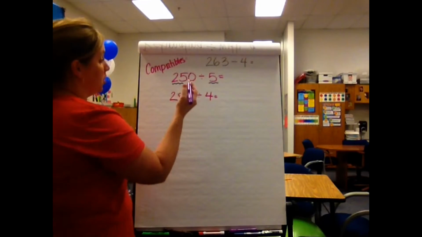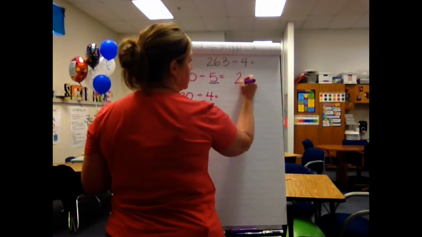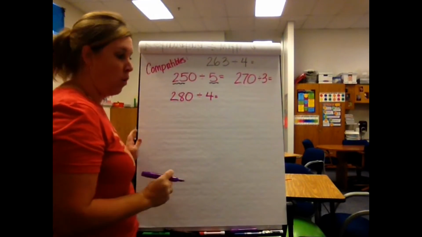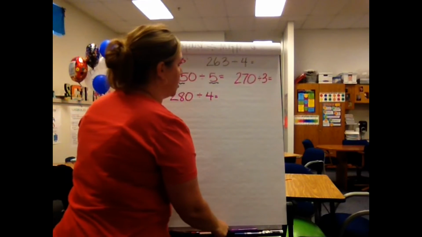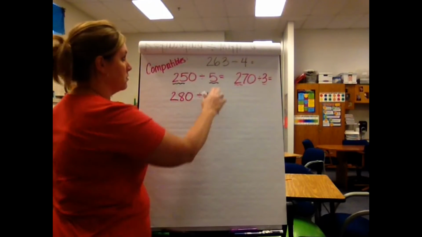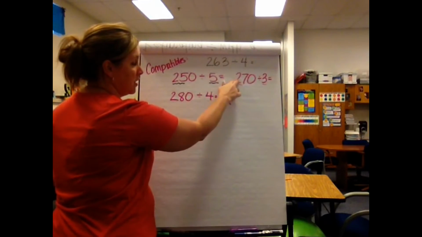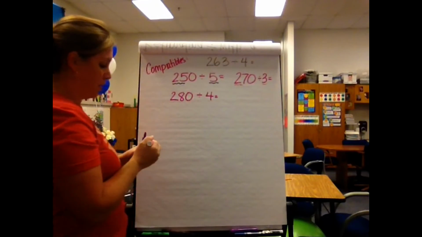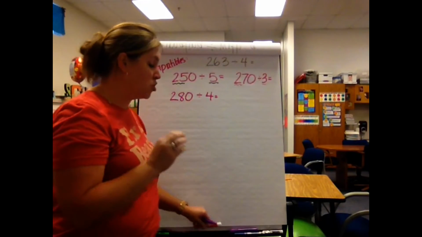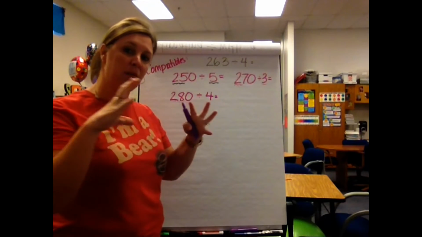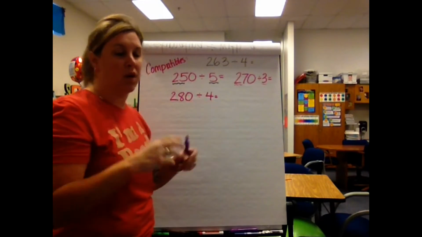You could even do something like 270 divided by 3. Why? Because I'm looking here and I know that 27 is divisible by 3. I'm not really going too far away from the actual. Again, estimating, you don't have to be perfectly precise. You need to be somewhat in the range of your answer.